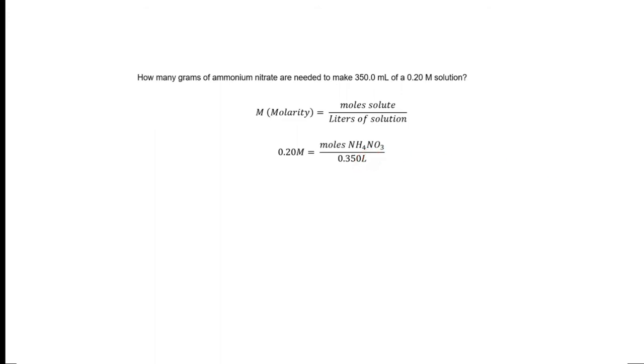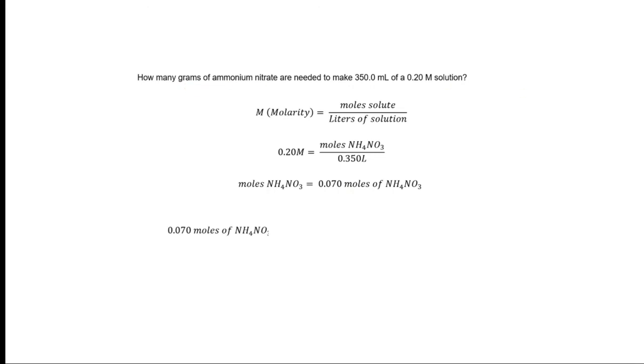I can calculate how many moles of ammonium nitrate I need. So I am going to need 0.07 moles of ammonium nitrate. I also went ahead and put in the molecular formula for ammonium nitrate because of course I have moles and the problem has asked me for grams. My final step is to take my moles of ammonium nitrate, use the molar mass, making sure my moles of ammonium nitrate cancel, and I get 5.6 grams of ammonium nitrate.